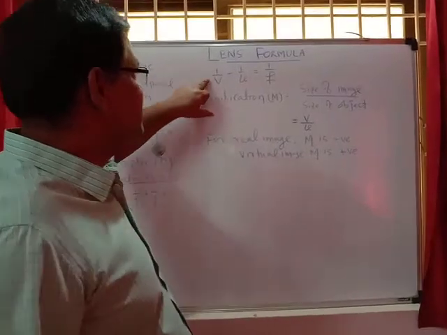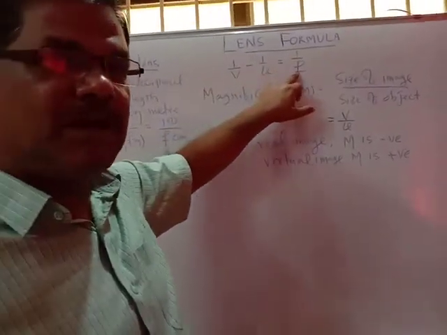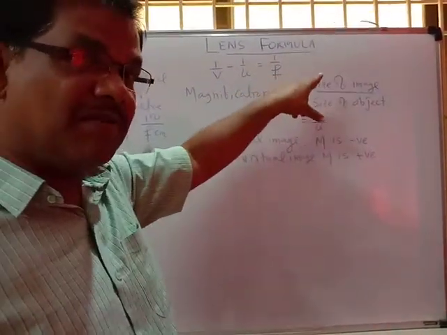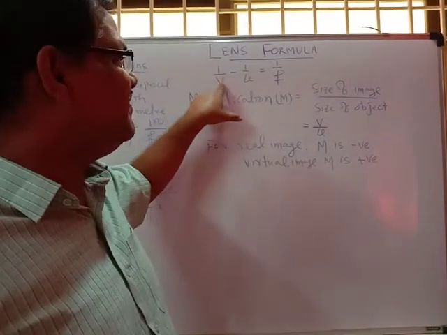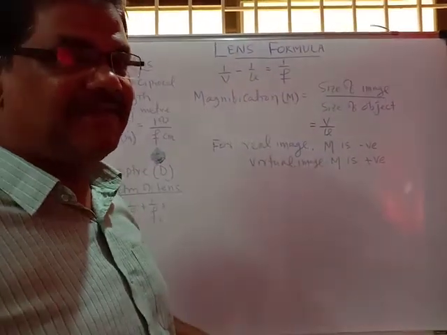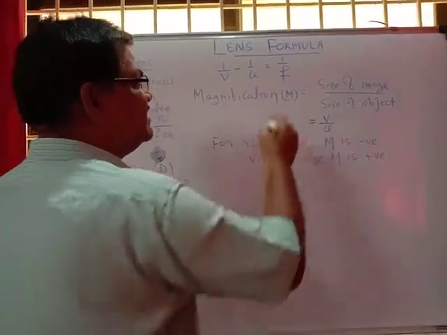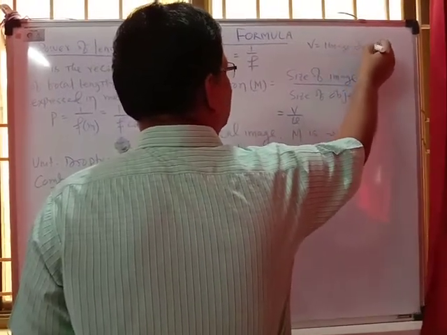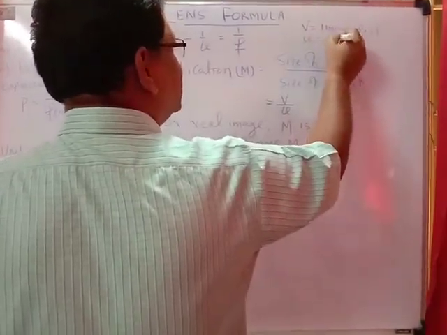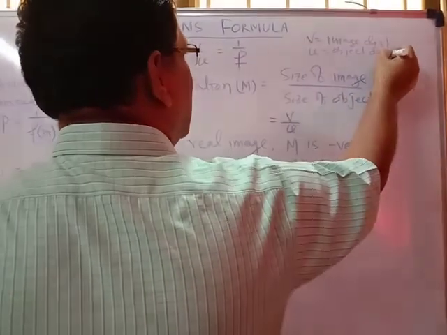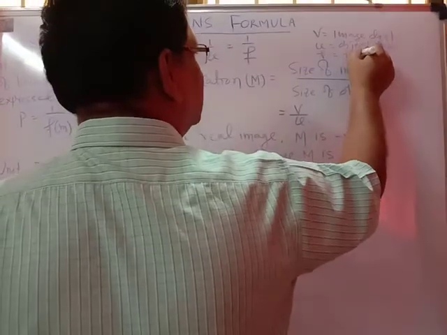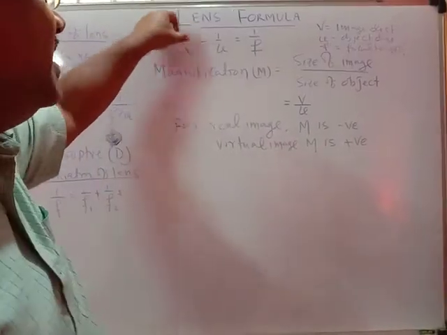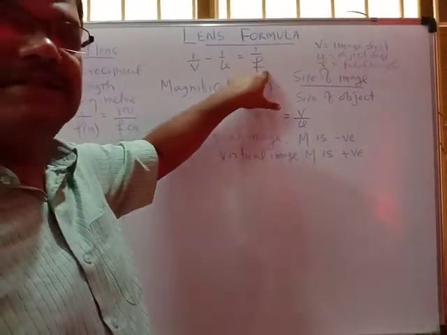The lens formula is 1/V minus 1/U equals 1/F. The mirror formula was 1/V plus 1/U equals 1/F, but this is the lens formula: 1/V minus 1/U equals 1/F. V is the image distance, U is the object distance, and F is the focal length. They are related by the relation 1/V minus 1/U equals 1/F. This is the lens formula.